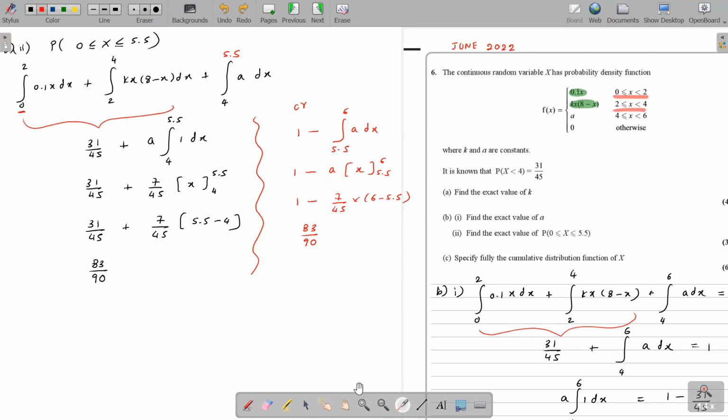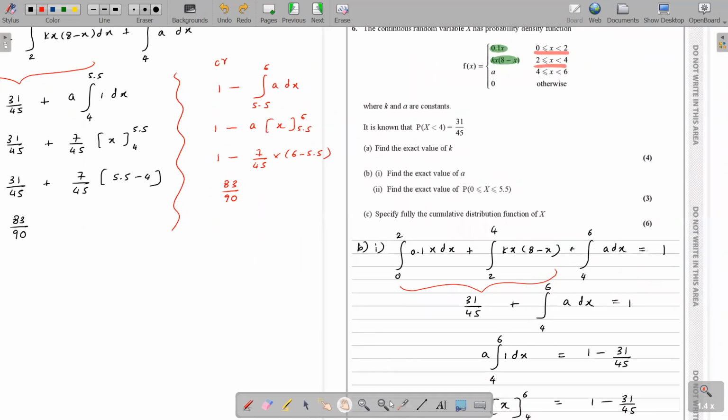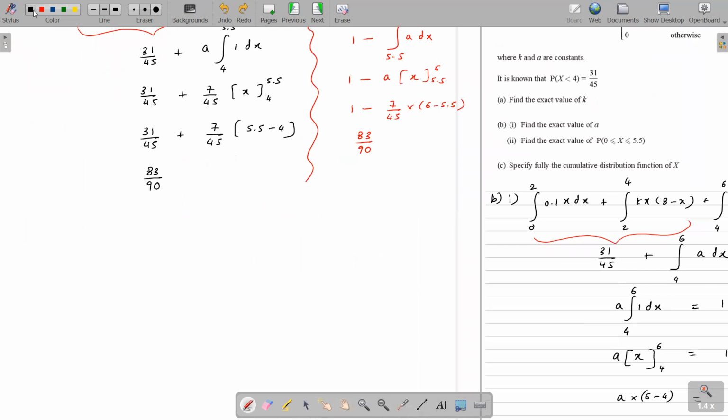Okay, all right. So moving on to part C, specify fully the cumulative distribution function of X. So it's 6 marks. Okay, so we have to specify the CDF. All right, so let's do that.